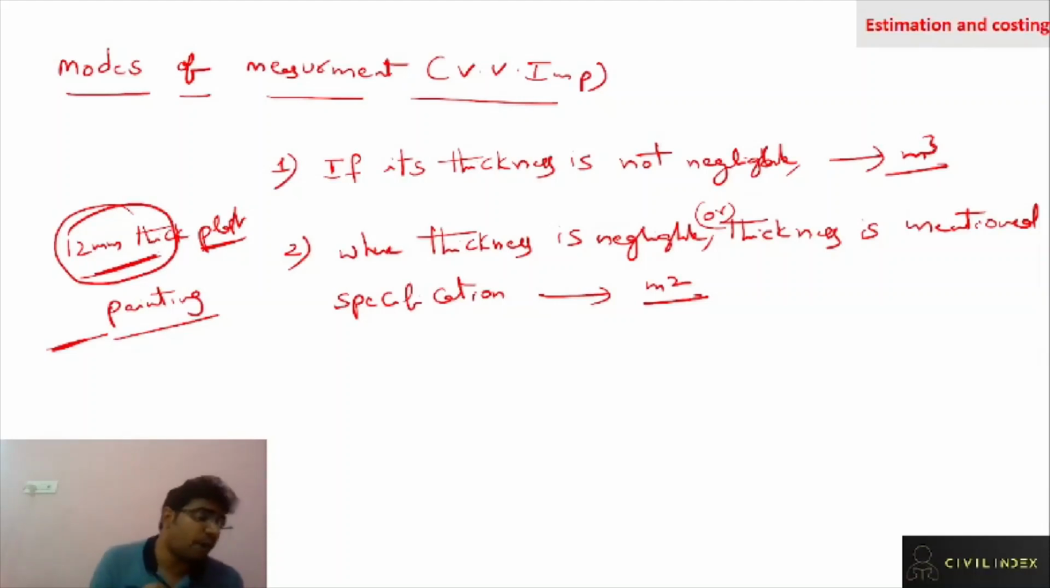Suppose I say 2.5 centimeter thick damp proof course, then what will be the units of measurement? Square meter. Here, is the thickness negligible like paint? No. But we are mentioning the thickness in the specification, so we have to take the units of measurement in meter square. Are you getting my point, guys?